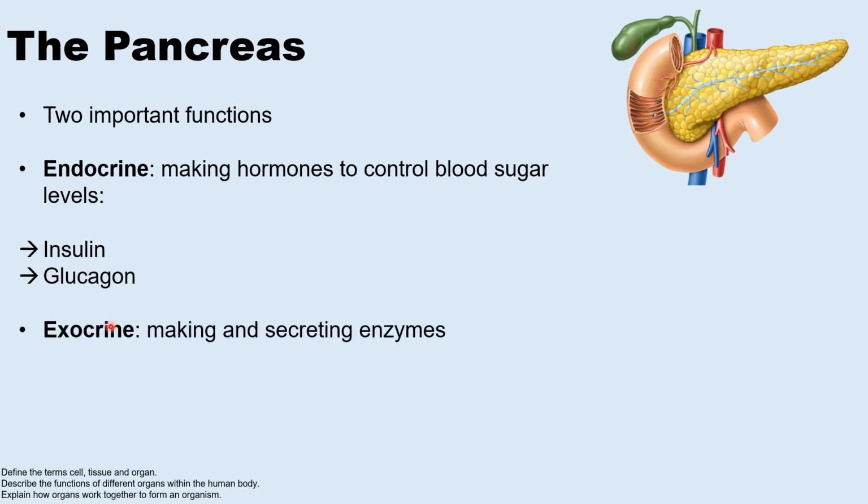And you've also got the exocrine function, which means that it makes and secretes enzymes. Secreting, or secretion, is a key word that you need to know. It's not excreting, it's secreting.